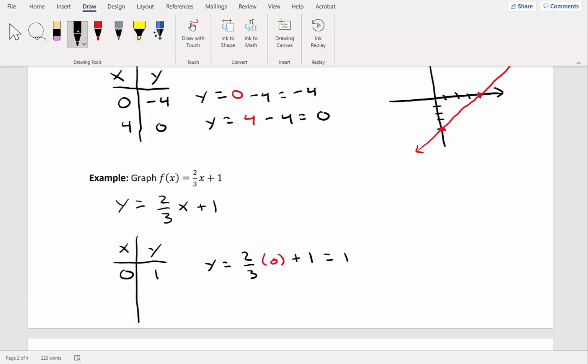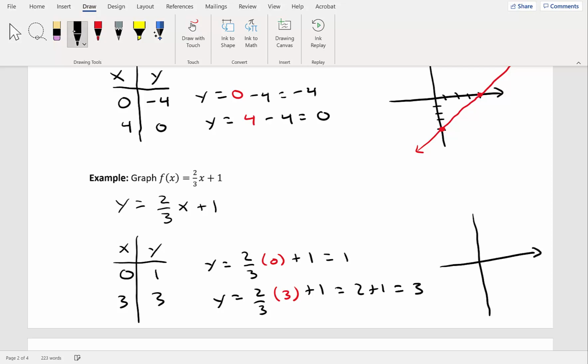Now I want to choose another value for x that's going to get rid of my fraction. Just go ahead and choose multiples of the denominator. So if I choose, say, 3 for x, I have y is equal to 2/3 times 3, plus 1. So you have 2/3 times 3, which gives us 2, and then plus 1, which is equal to 3. So now that gives me another ordered pair.